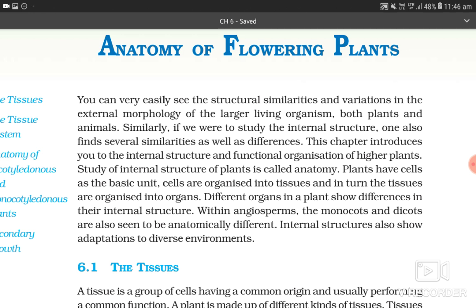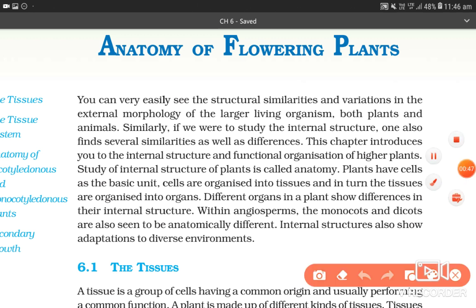Study of internal structure of plants is called anatomy. I repeat, study of internal structures of plants is called anatomy. Plants have cells as the basic unit. Cells are organized into tissues, and in turn the tissues are organized into organs. Different organs in a plant show differences in their internal structure.